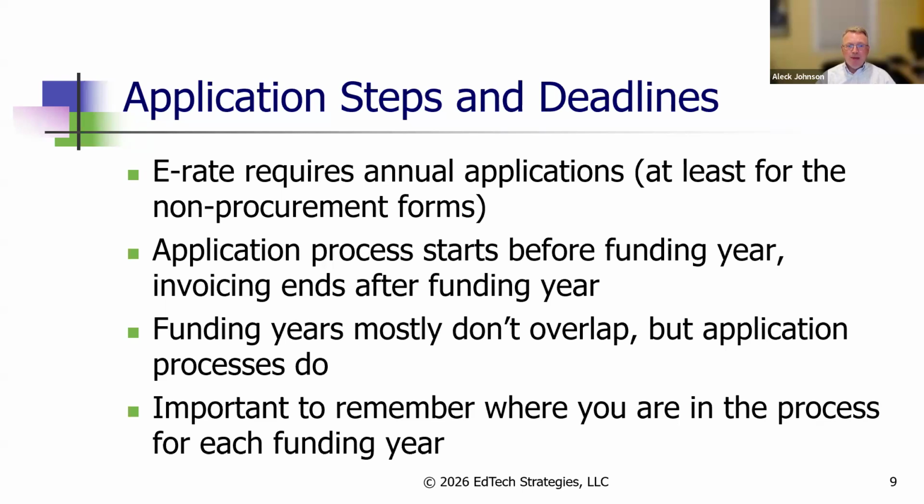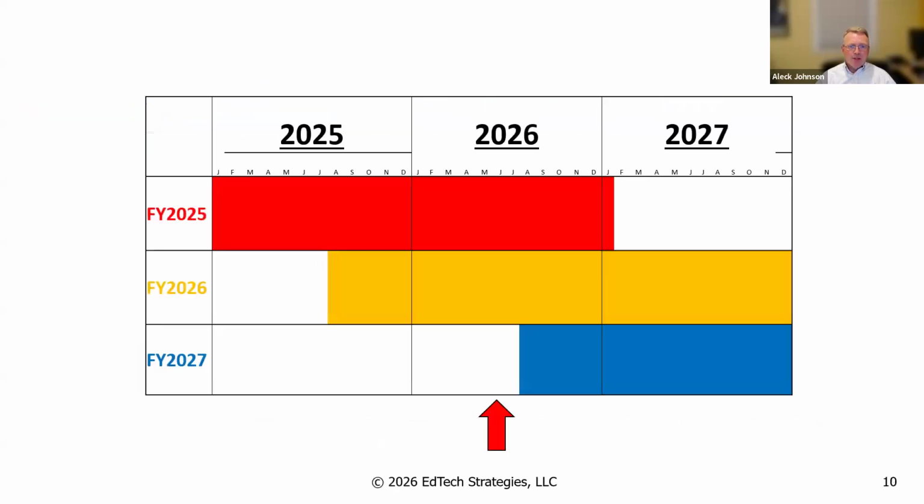So, what does that mean? It means that while your funding years, for the most part, don't overlap, your application processes do. And it's really important to know where in the process you are at any given time. For example, this somewhat crude diagram is designed to show us where we are vis-a-vis the three current funding years that folks have to worry about.